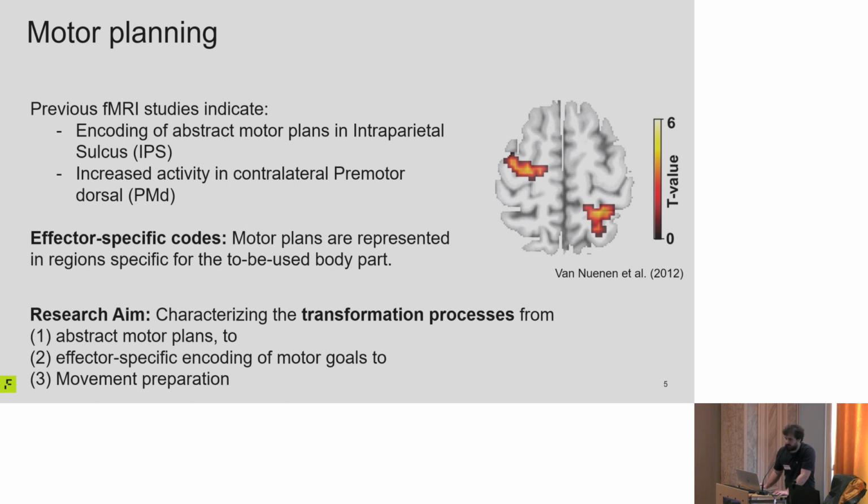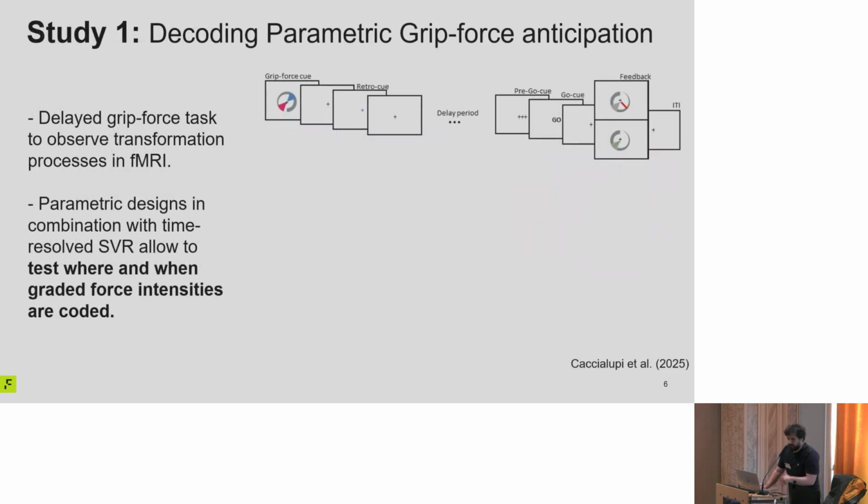For that reason, in the first fMRI multivoxel pattern analysis study, we used a delayed grip force task, which allowed us not only to dissociate the movement phase from the planning phase, but also to investigate sub-processes involved during the delay. We used a parametric design in order to investigate how graded grip force intensities were stored in parametric codes prior to movement execution.